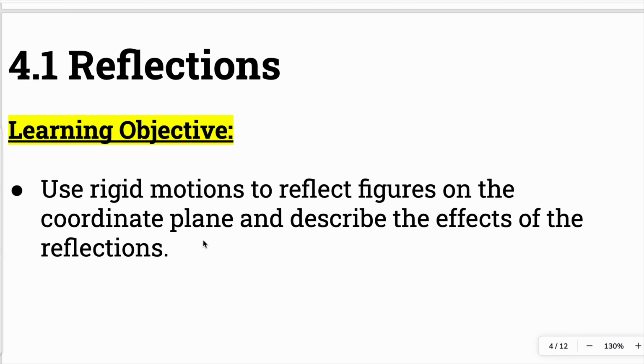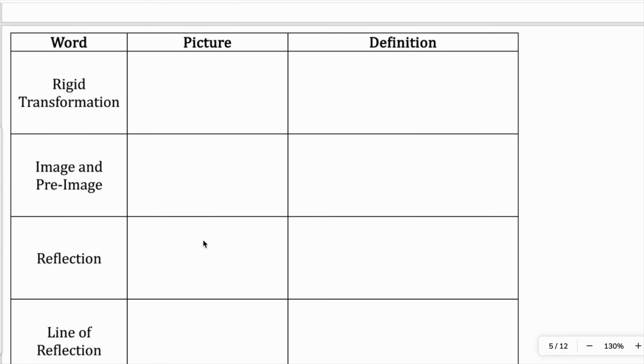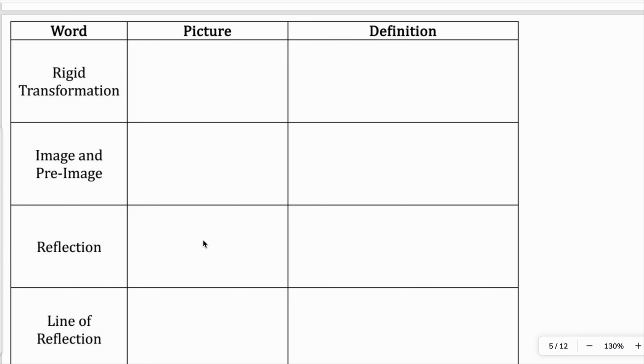Today we're going to be looking at lesson 4.1, reflections. So we're going to be able to use rigid motions to reflect figures on the coordinate plane and describe the effects of those reflections. We've got some vocabulary terms and pictures that we're going to talk about.